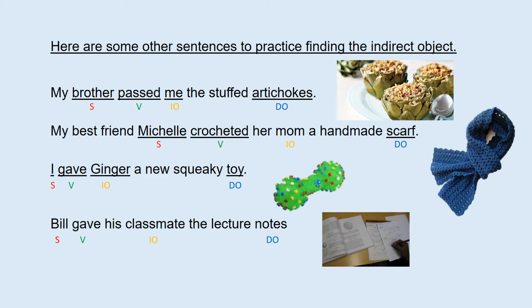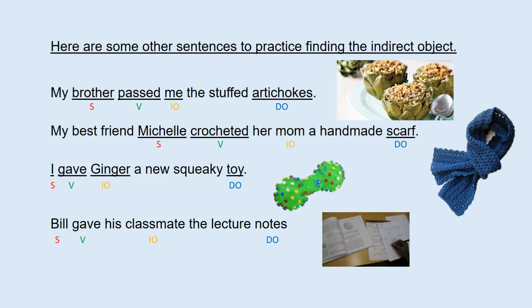So I is the subject, gave is the verb, that's what I'm doing. What did I give? I gave a toy. Now, to whom did I give this toy? Or for what did I give this toy? Well, to Ginger. I, subject, gave, verb, a toy, direct object, to whom? Ginger. Ginger is the indirect object. I gave a new toy to Ginger.